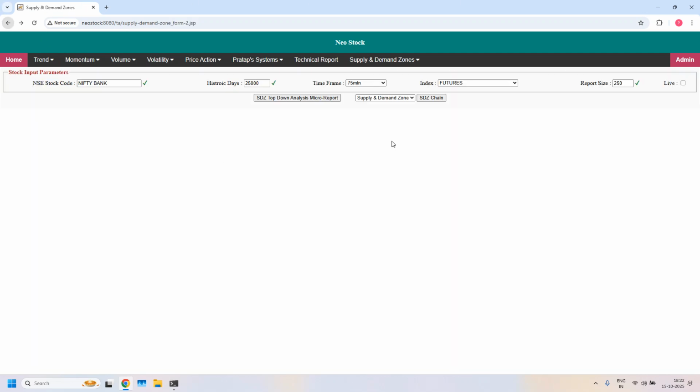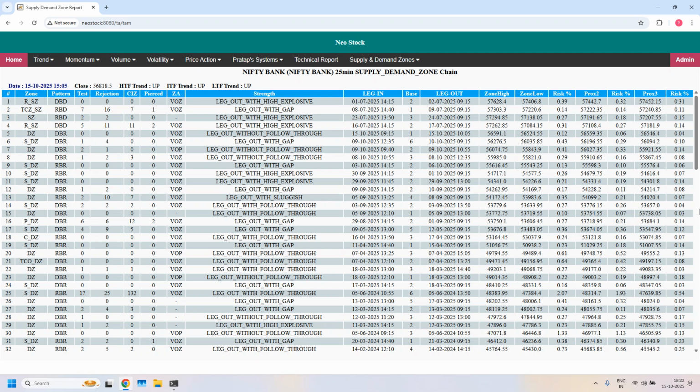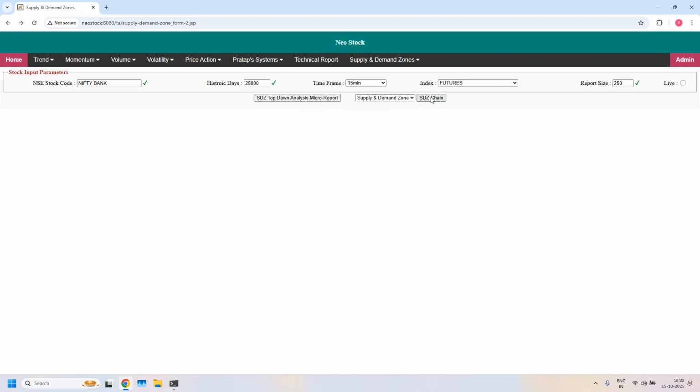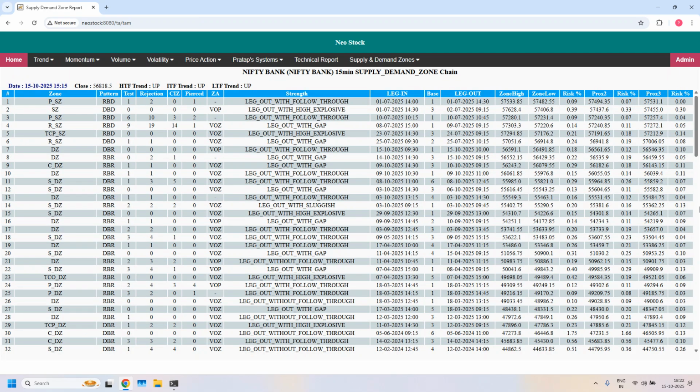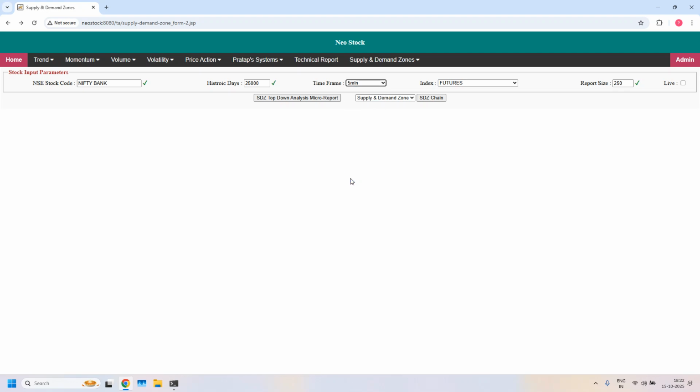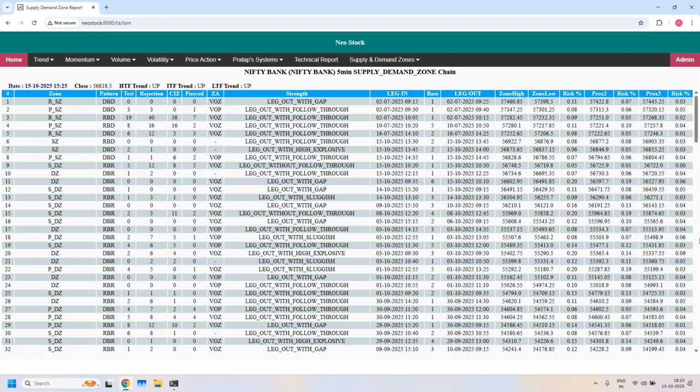Next, generating 25 minutes supply demand zone chain for BANKNIFTY. Next, generating 15 minutes supply demand zone chain for Bank Nifty. Next, generating 5 minutes supply demand zone chain for Bank Nifty. So this is Bank Nifty supply demand zone chain report. We have completed both Nifty and Bank Nifty.